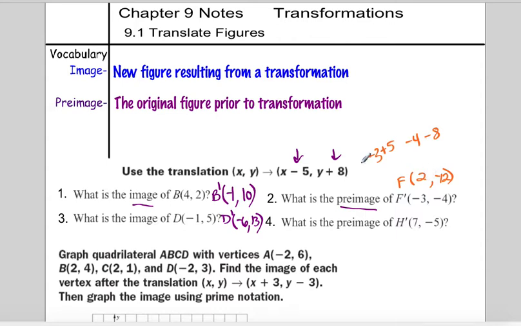Then you can use the rule and work your way forwards and make sure that you get to F prime. So like 2 minus 5 is -3. Yes. -12 plus 8 is at -4. So we know that F here at 2, -12 is the pre-image of F prime. Doing the same thing for H prime, going back to H. Doing the opposite operation here, so 7 plus 5 is 12, and -5 minus 8 is -13 for point H.